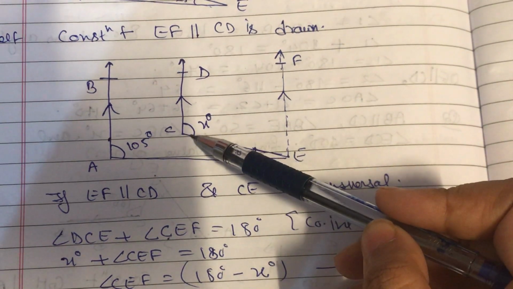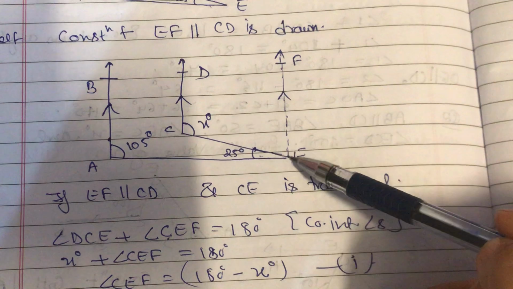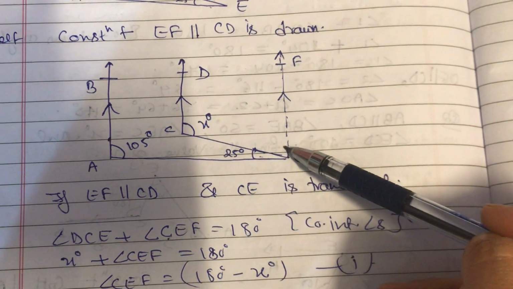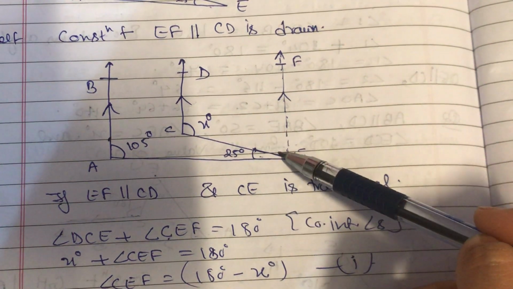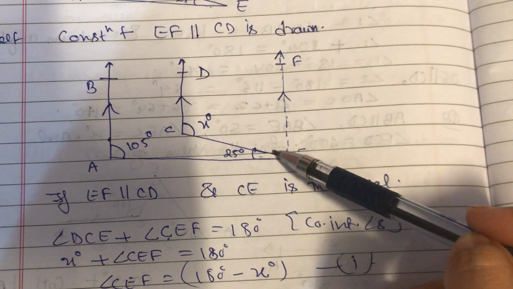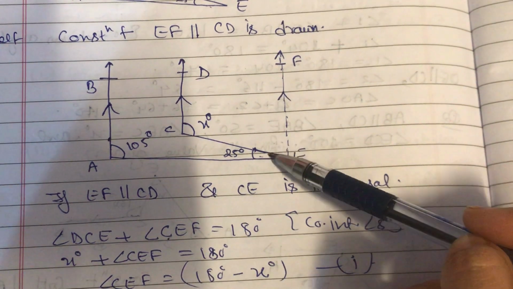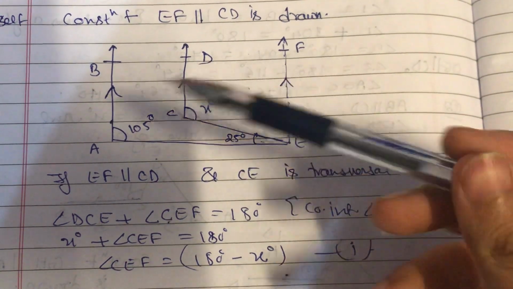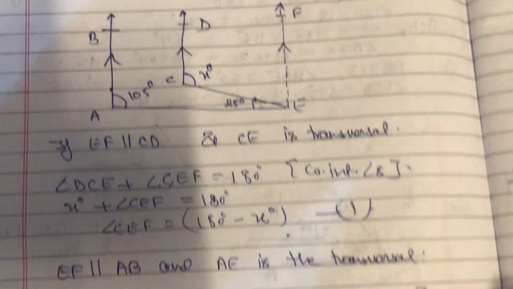So angle DCE plus angle CEF, this angle plus this angle, is going to be 180. Why? Sum of co-interior angles, right? So x plus this is going to be 180. So I can say this angle is how much? 180 minus x. So from this equation I got that angle CEF is equal to 180 minus x degrees.